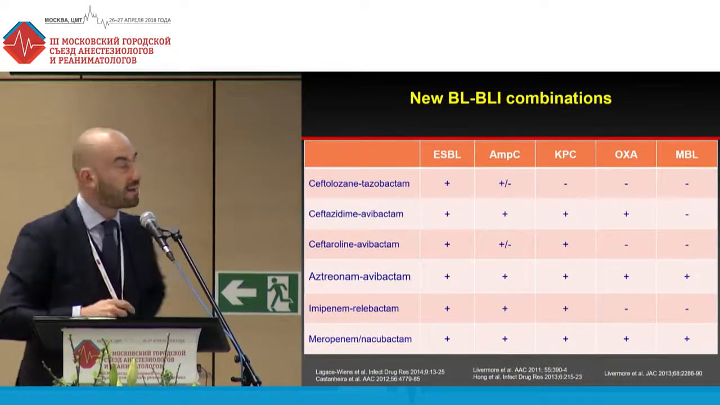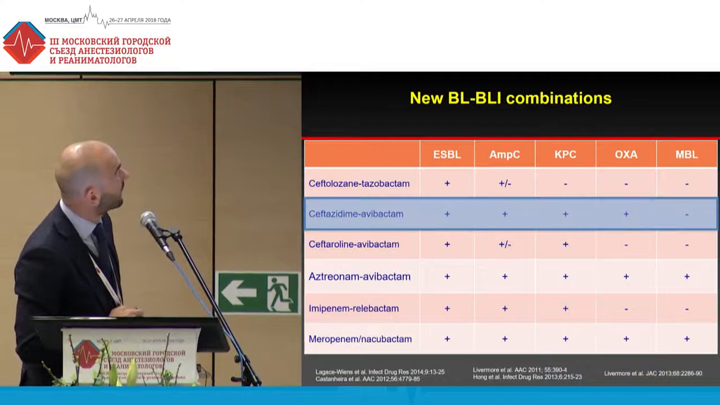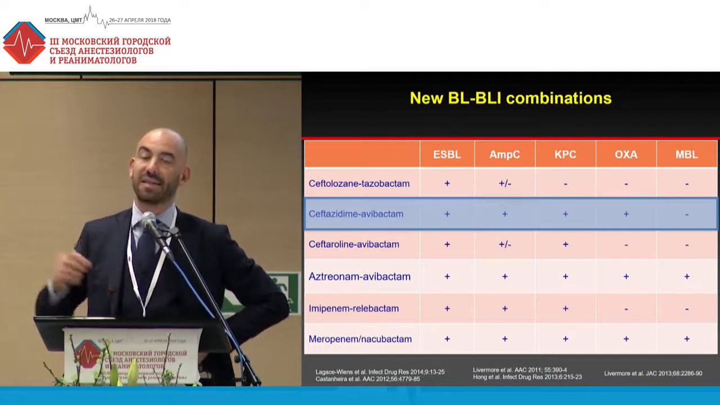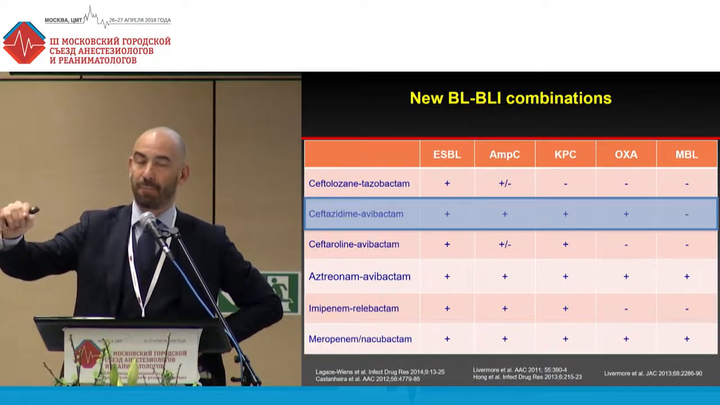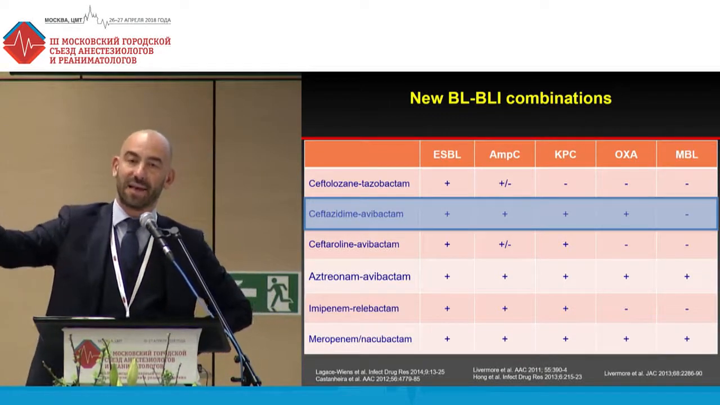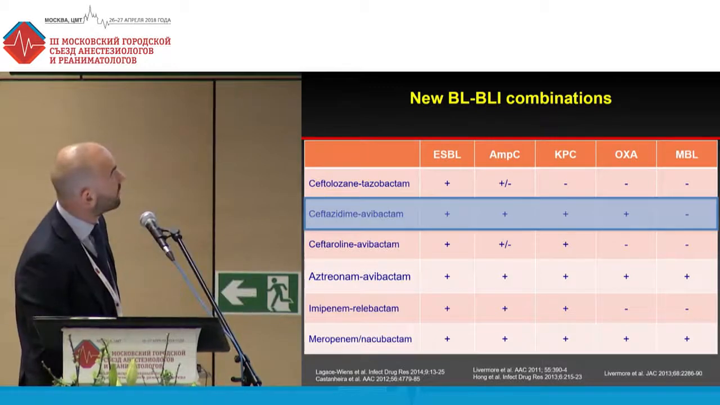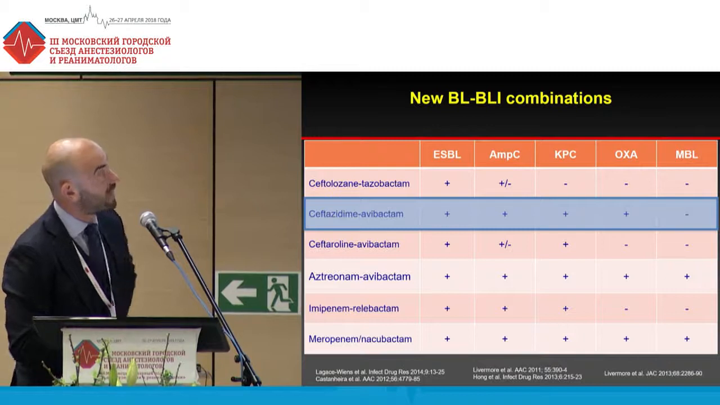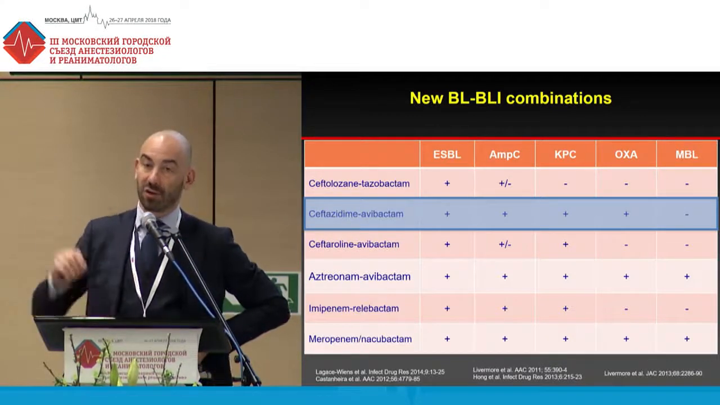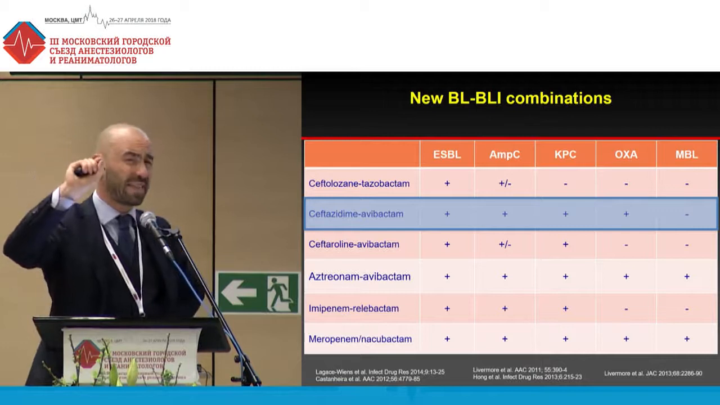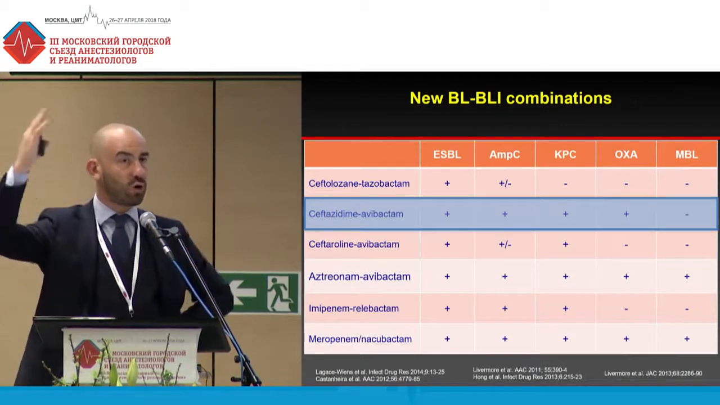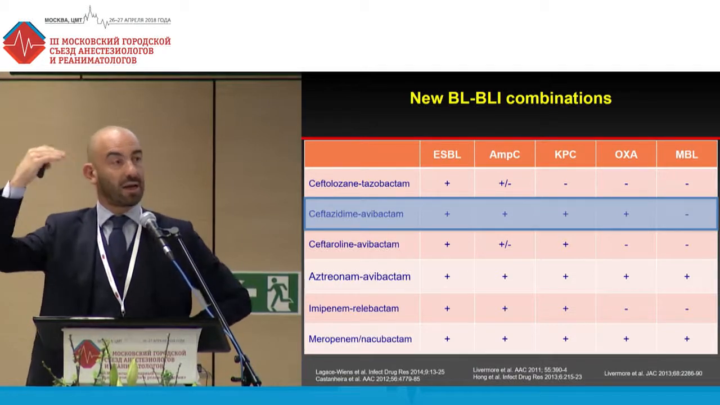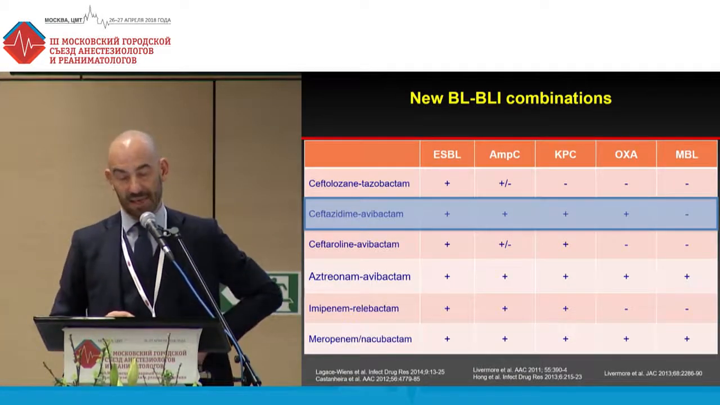So, in general, this is ceftazidime-avibactam, and you can see very well the activity against the different enzymes produced by Enterobacteriaceae and Pseudomonas. You can see that ceftazidime-avibactam is active against ESBL, AmpC, KPC, OXA, but not active against metallo-beta-lactamases. Don't forget this point, because if you suspect a metallo-beta-lactamase, you have to use another option or combine ceftazidime-avibactam with an option active against the metallo-enzymes.